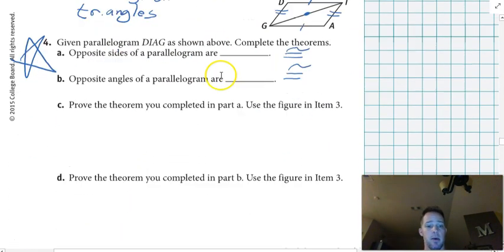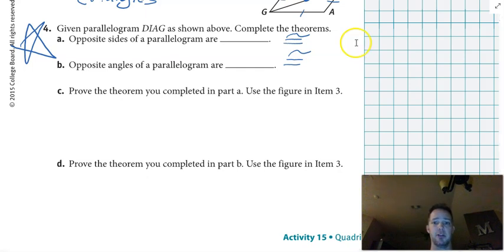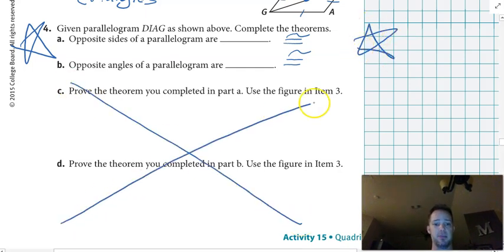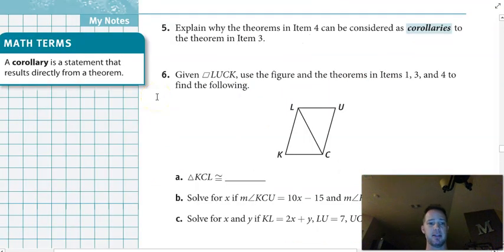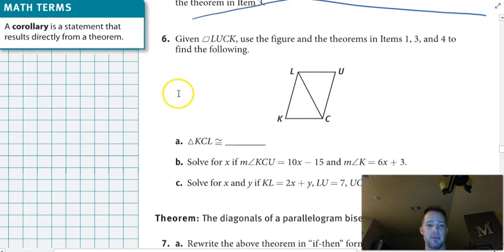All right. So we're not going to do the proof for that one or part B. We just need to know these properties. So let's skip these proofs for now. So number 6 here, oh yeah, same thing. We're not going to talk about the things we didn't prove. Number 6 says parallelogram LUCK, L-U-C-K, use the figure and the theorems that we just learned about for the following questions.